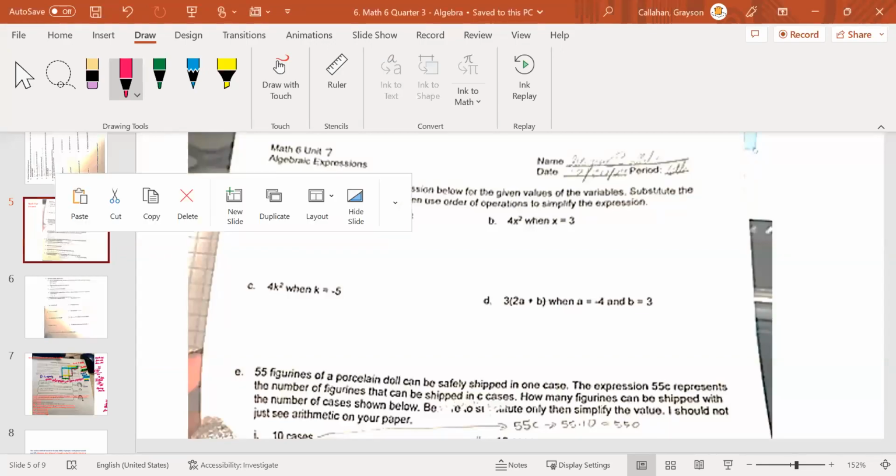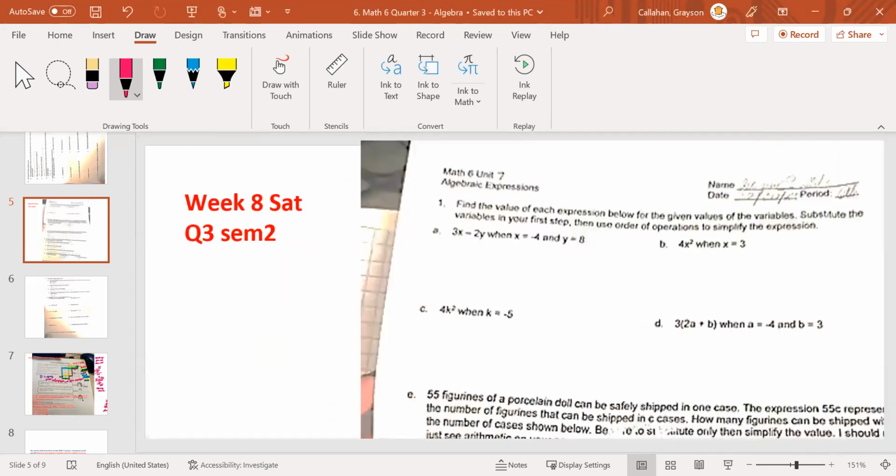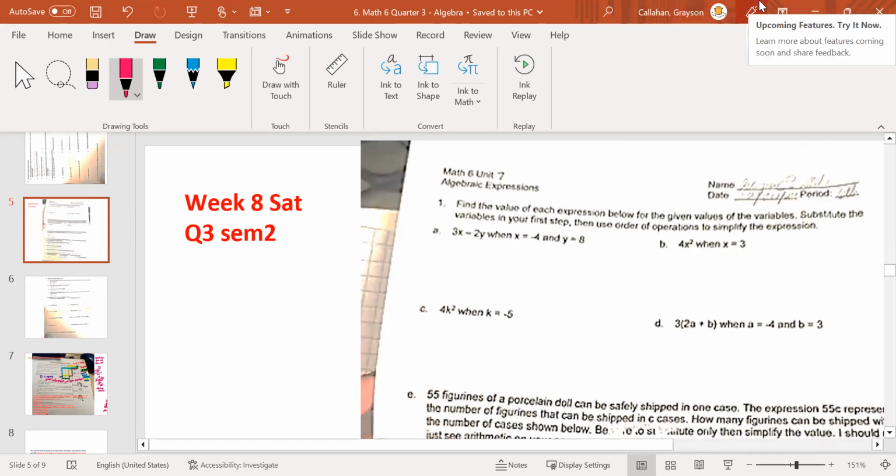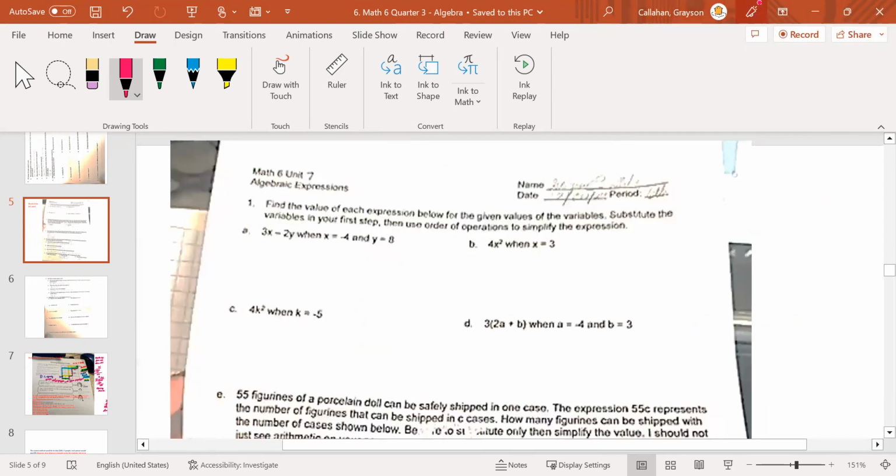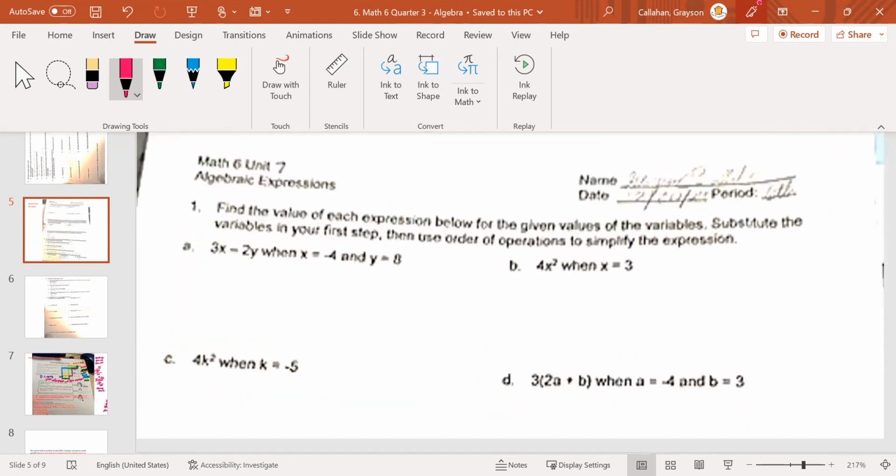All right, so this is week 8 Saturday, quarter 3, semester 2. On the assignment here for unit 7 on algebraic expressions, it says find the value of each expression below for the given values of the variables, and we're going to be substituting a little bit.